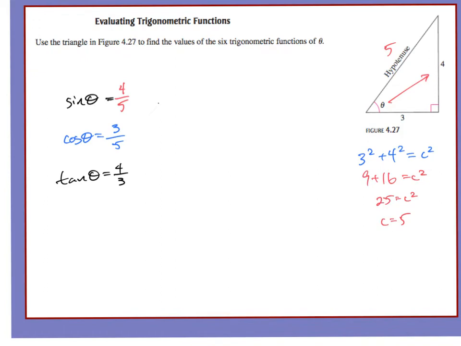All right. Sine's buddy is cosecant. So what is it? 5 over 4. And then cosine's buddy is secant, and the secant would be 5 over 3. And then tangent's buddy is cotangent, so cotangent is 3 over 4.